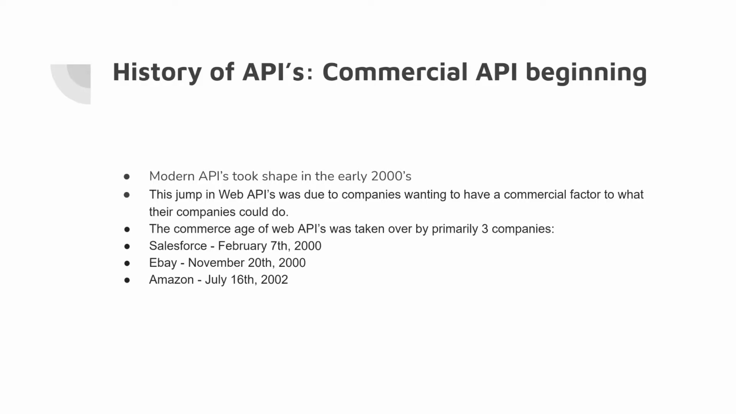And lastly, Amazon, on July 16th of 2002, launched Amazon.com web services, or as it's commonly known today, AWS, which allowed developers to incorporate Amazon content and features into their own websites. And it let third-party sites search and display products from Amazon.com in an XML format, which is a format commonly used among most APIs.